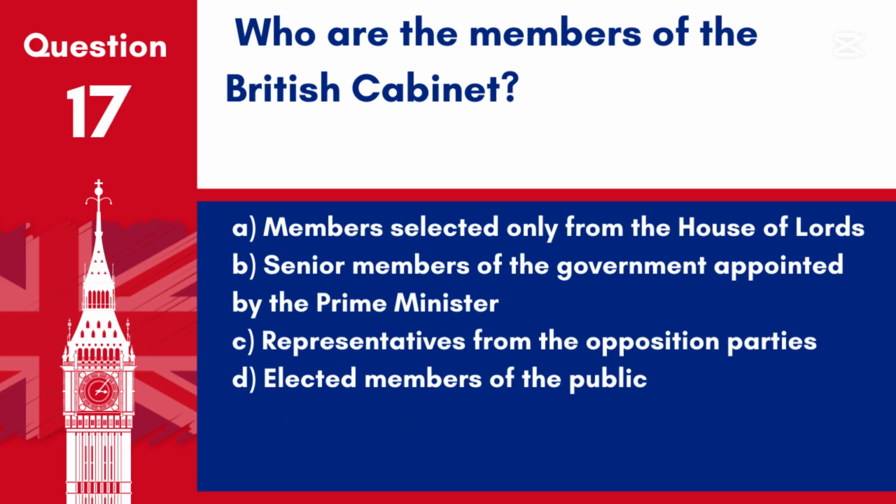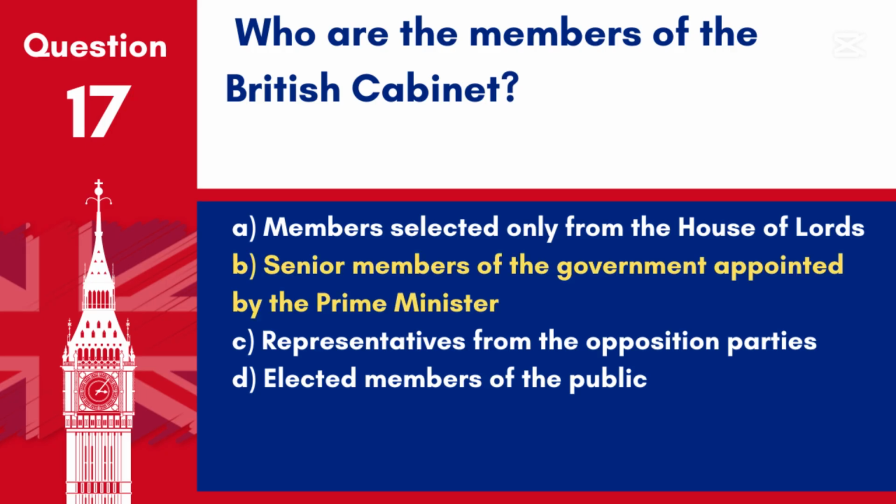Question 17. Who are the members of the British Cabinet? A. Members selected only from the House of Lords. B. Senior members of the government appointed by the Prime Minister. C. Representatives from the opposition parties. D. Elected members of the public.